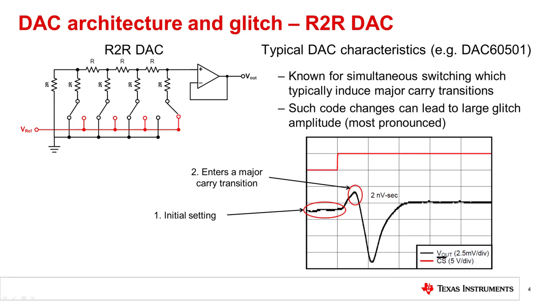The DAC then enters a major carry transition where all the switches are briefly connected to ground due to propagation delays of the MSB relative to the LSBs. This may be different from device to device, but it can be pronounced. The DAC then switches and settles out, and the new charge is injected, followed by a recovery time or small signal settling time. Next, we will discuss glitch reduction methods.